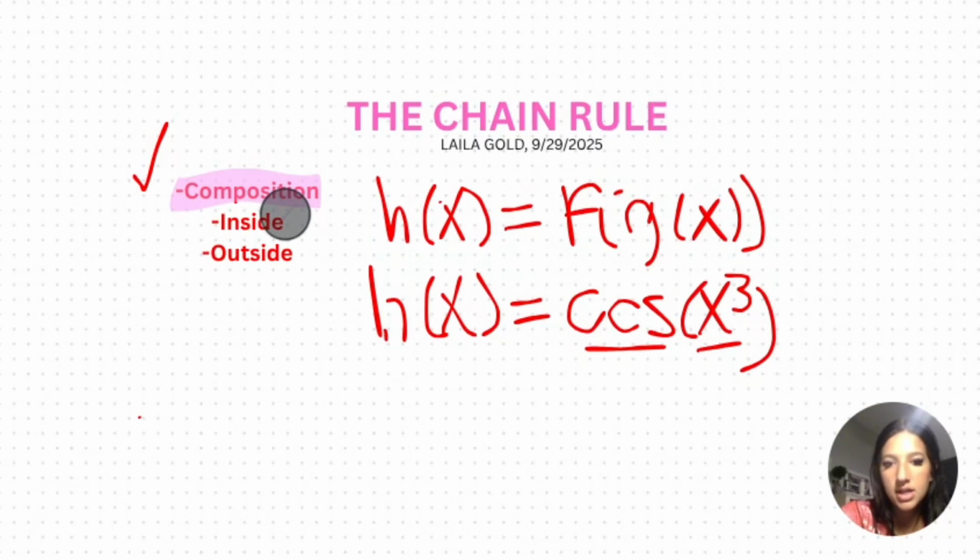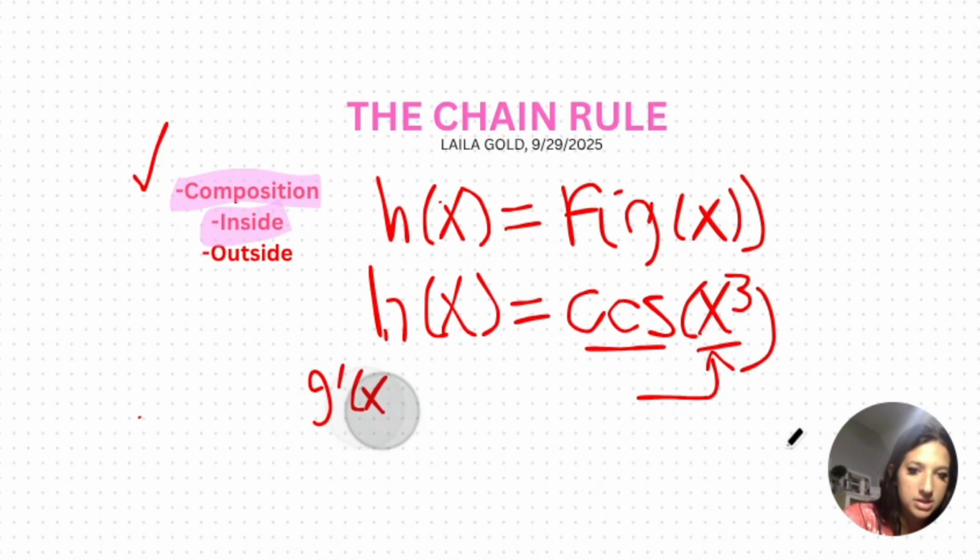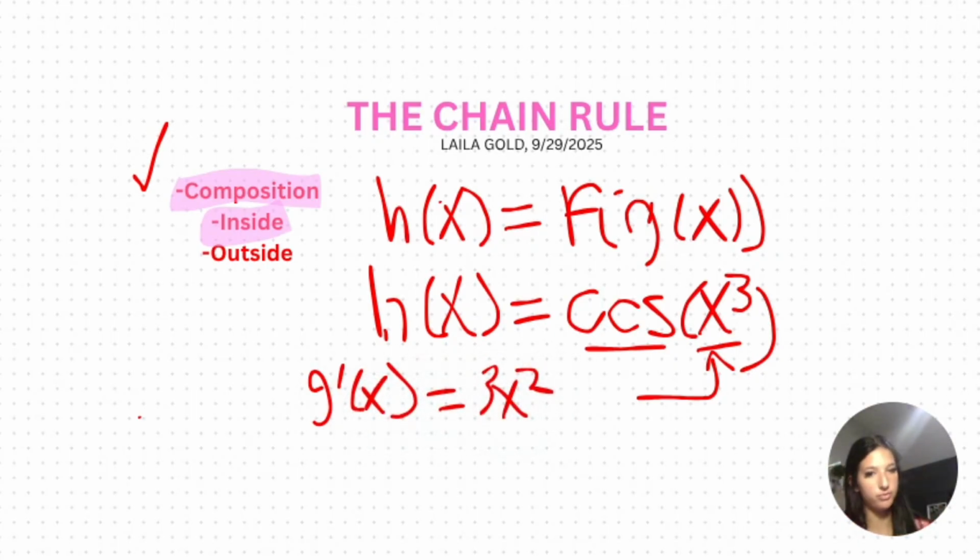Next, you check, is the inside derivable? Well, in this scenario, we have x to the 3, which is derivable. The derivative of x to the 3 is 3x squared. So we know that's derivable. Now that we've checked that off, we can go look at the outside function.